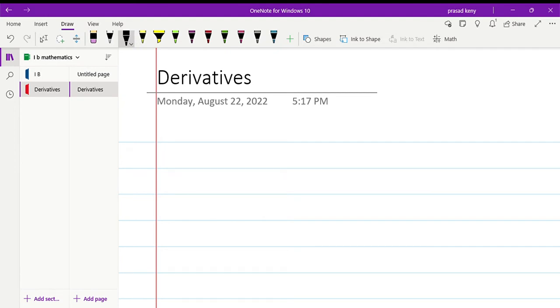Now basically, what is a derivative? Derivative is defined as the gradient of the tangent at a point. So derivative is the gradient of the tangent at a point.